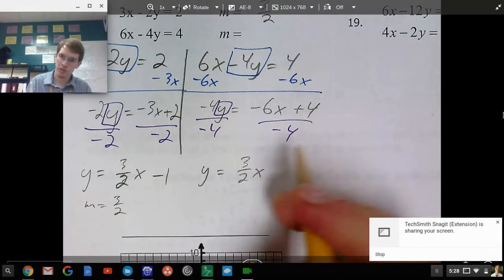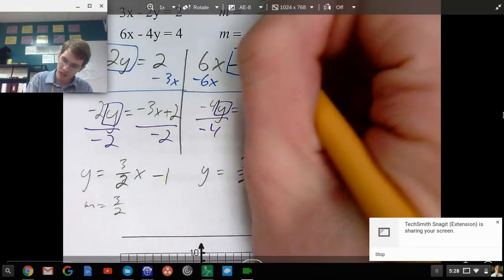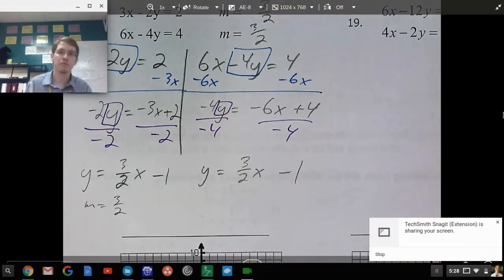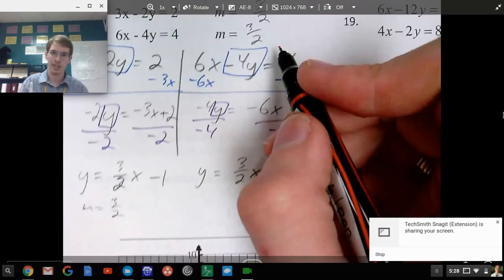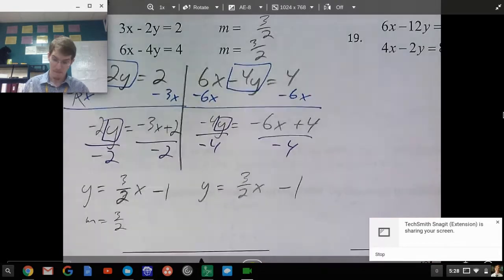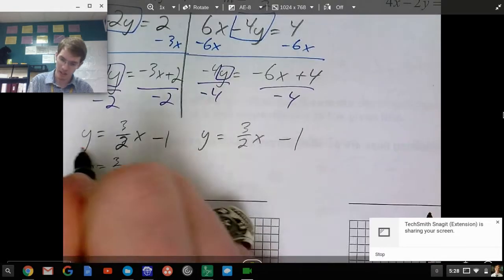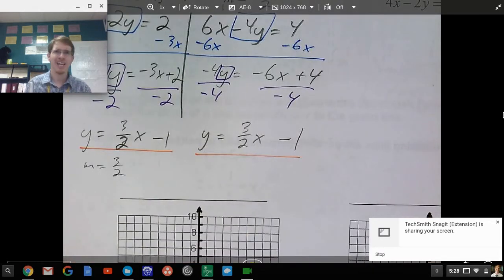4 goes into both of these, so we actually get a minus 1. The slope is 3 over 2. Now, I have a little bit of a conflict here. My brain is telling me these are parallel because they have the same slope. But my brain's also telling me that these two are the exact same line. How can the same line be parallel to itself? Well, really, it can't be.